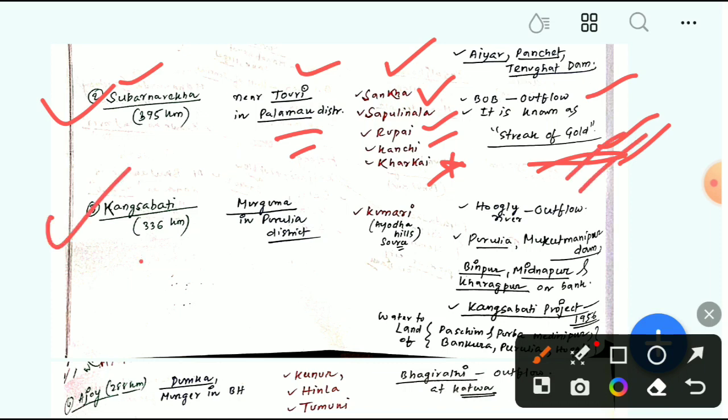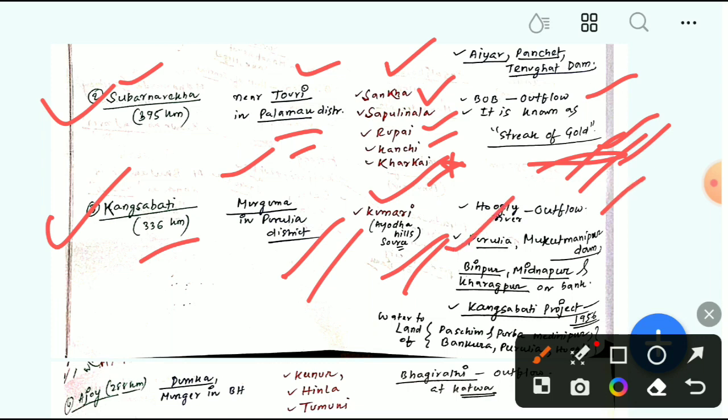Next is Kangshabati. Its length is 336 kilometers. Source is Murguma in Purulia district, and tributary is Kumari, that is in Ayodhya hills. Hooghly river outflows. Mukutmanipur Dam is on the Kangshabati river. Binpur, Medinipur, Kharagpur are on the banks of Kangshabati. So Kharagpur is on Kangshabati.